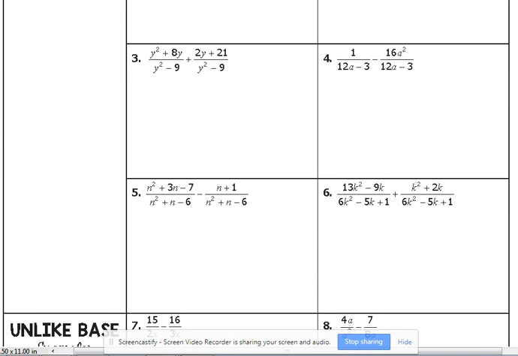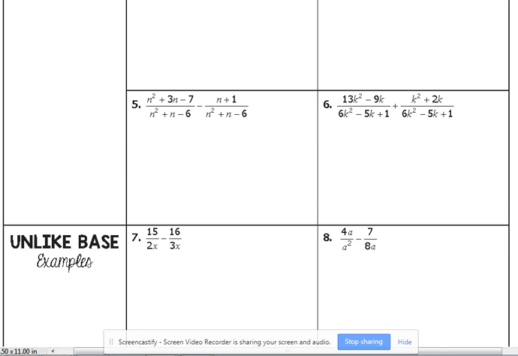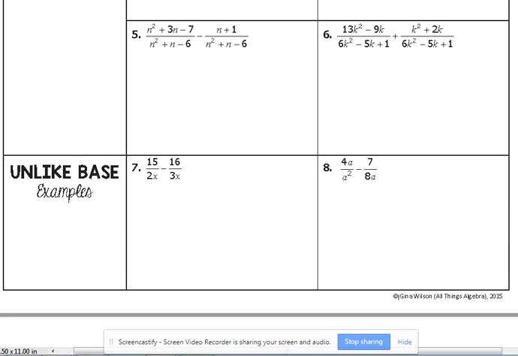Well, let's do 2 more that have common denominators, and then we'll look at not common denominators. Okay, number 5. N squared plus 3n minus 7 minus n plus 1. Both of those are over n squared plus n minus 6. So let's go ahead and factor our denominator. Since we're writing it down, might as well go ahead and factor it. N plus 3 times n minus 2.